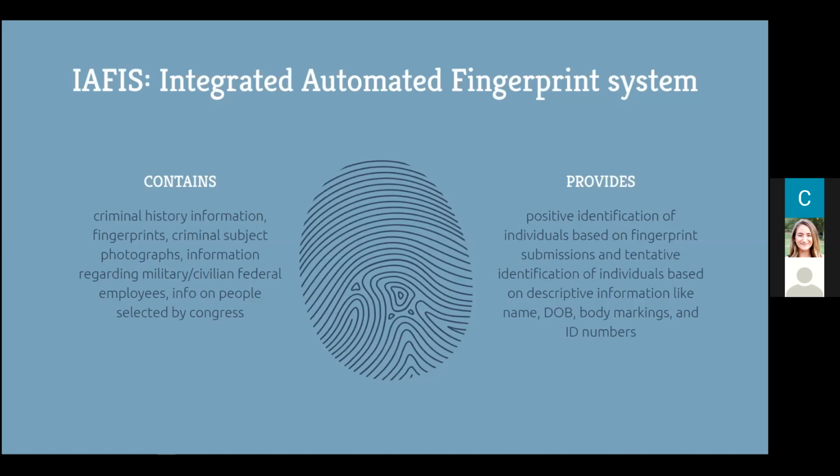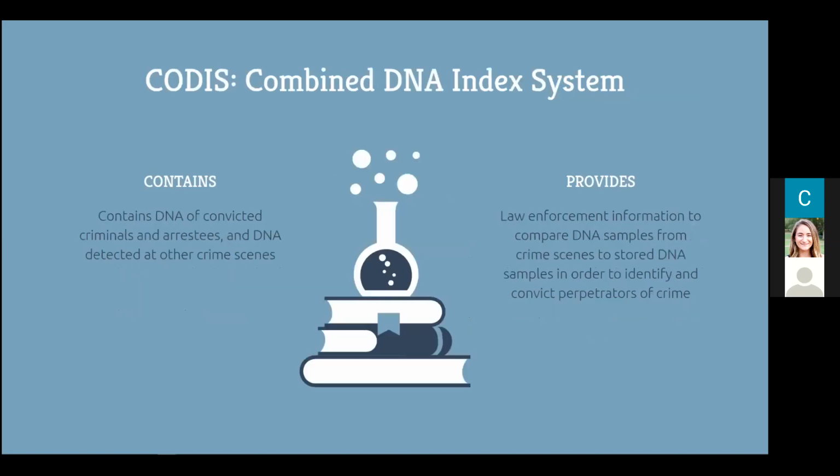And this information can be accessed by law enforcement agencies and pretty much anyone who works for the federal government. Then there's also CODIS, the Combined DNA Index System. It contains DNA from convicted criminals, people who were arrested, and DNA collected at crime scenes. So that can be someone who has committed the crime or anyone who has been at the crime scene in the recent past. It allows law enforcement to compare DNA samples from crime scene to crime scene and to individuals' DNA that is stored in the system.